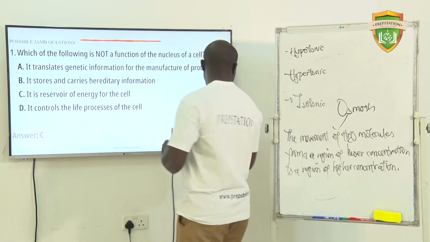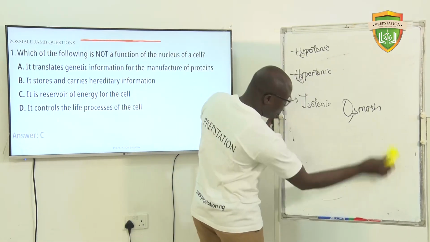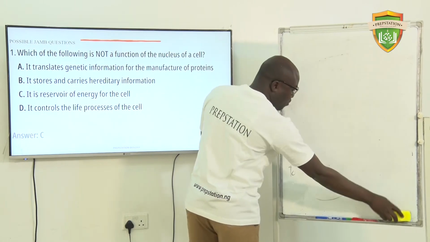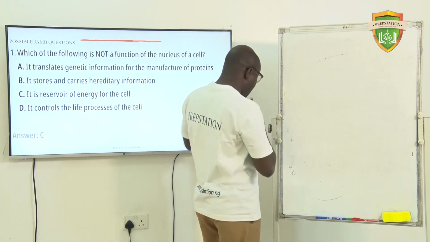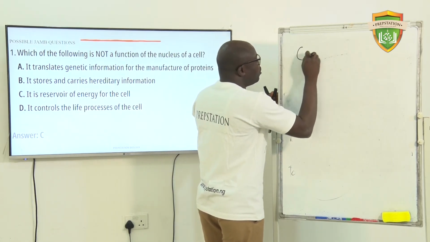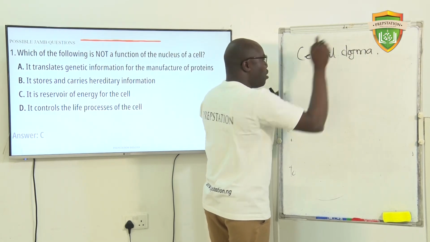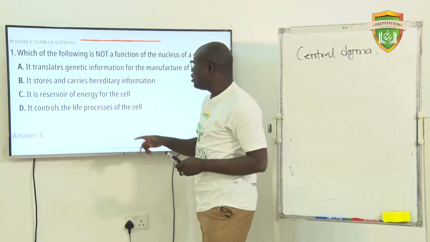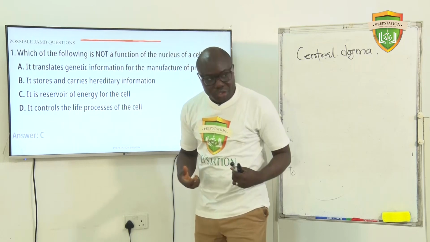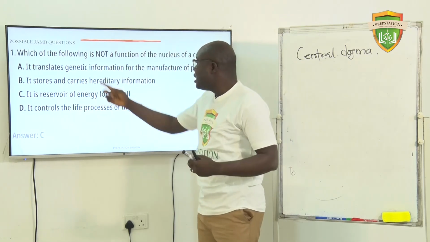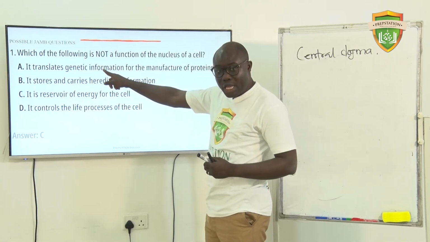Now, please stay with me. There is an aspect of biology that you will still do. It is called central dogma, and it talks about the synthesis of protein. The information that is needed to code for the protein, to synthesize the protein, is found inside the nucleus. And that is what option A is talking about.